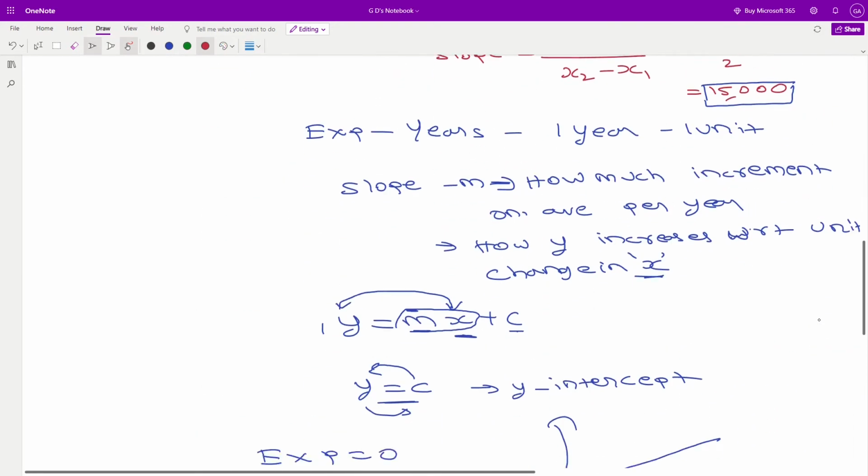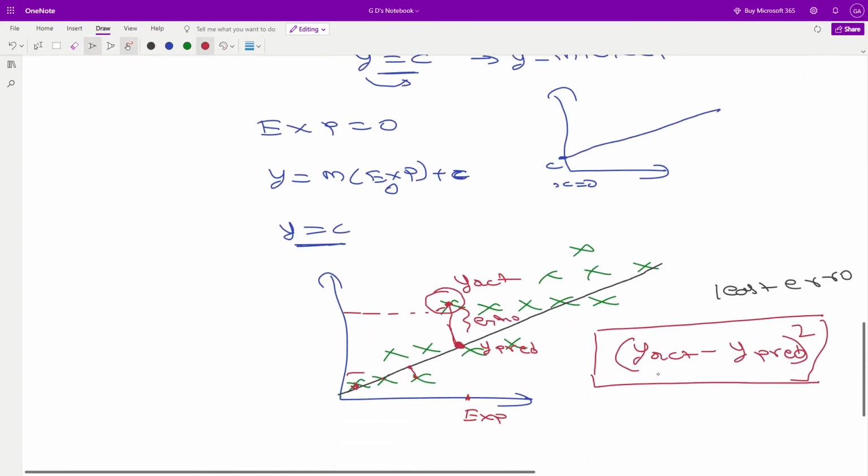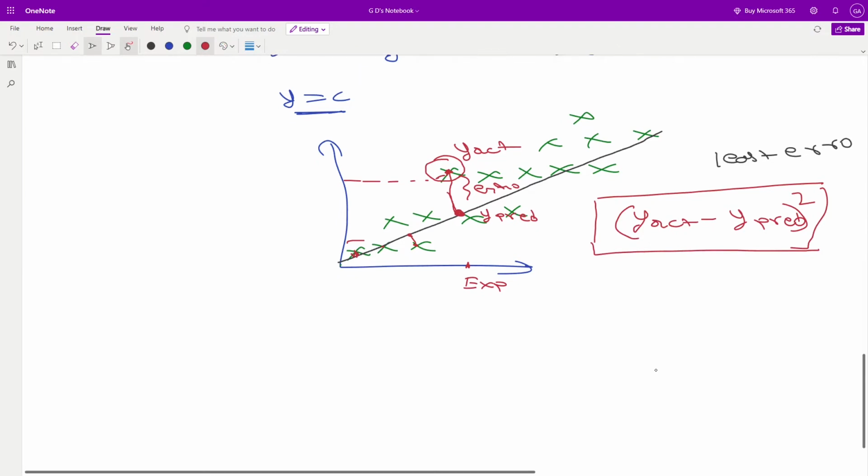If you want to calculate for all data points, you'll do the same thing for all data points and add it up. The final equation will be something like this: summation of i equal to 1 to n, where n indicates the number of data points, (y actual minus y pred) whole square. So this is an error, and obviously you will be finding the average of this, because I want to find the average deviation. So you will divide by n. This becomes the average deviation.